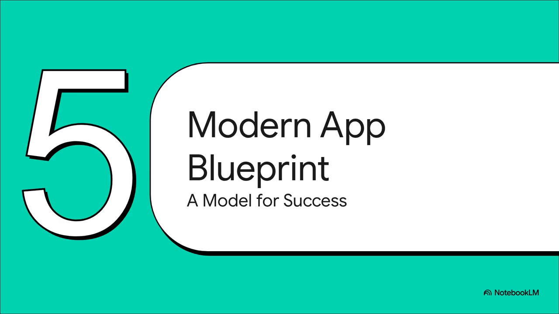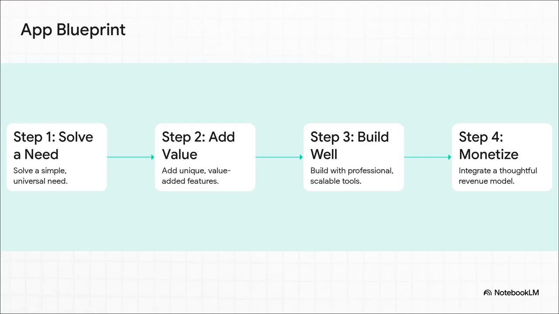If we zoom out a bit, this one little flashlight app actually gives us a perfect blueprint for how countless modern mobile apps are built, funded, and become successful. You can really boil it down to this 4-step blueprint that so many free apps follow today. Step 1, solve a simple, universal problem. Step 2, add unique, valuable features to stand out from the competition. Step 3, build it all with professional, scalable tools so it's reliable. And finally, Step 4, integrate a smart, thoughtful way to make money so the whole thing is sustainable.